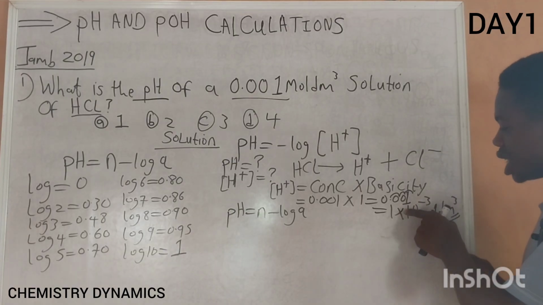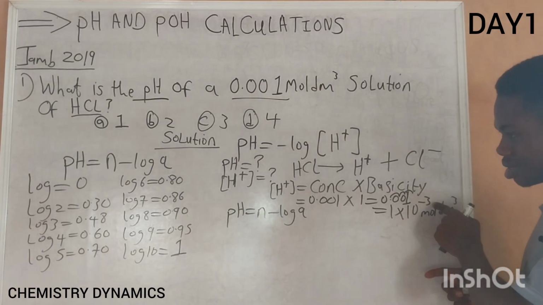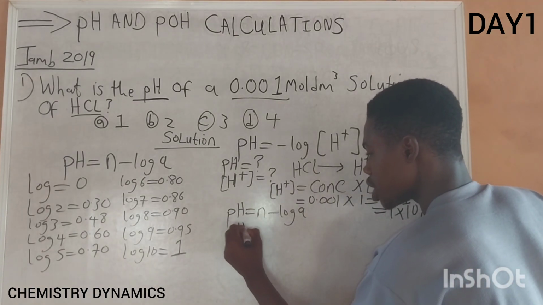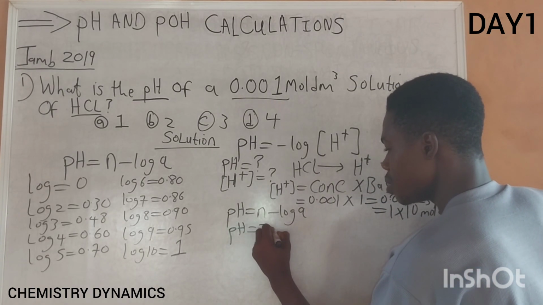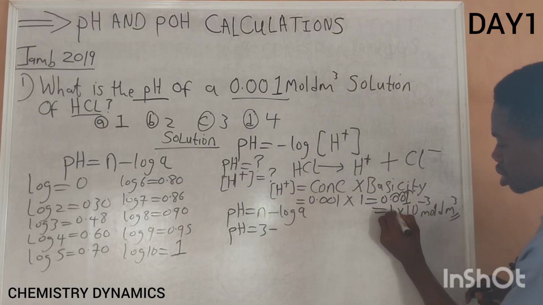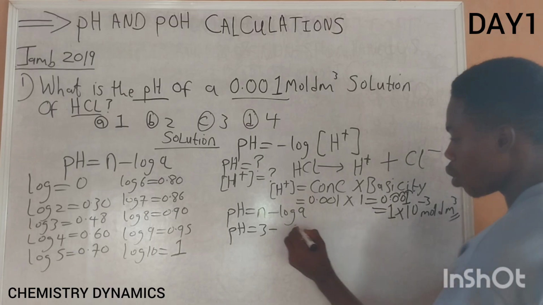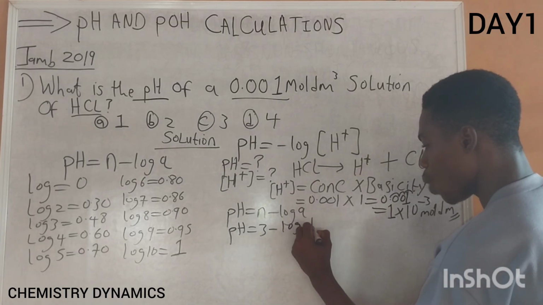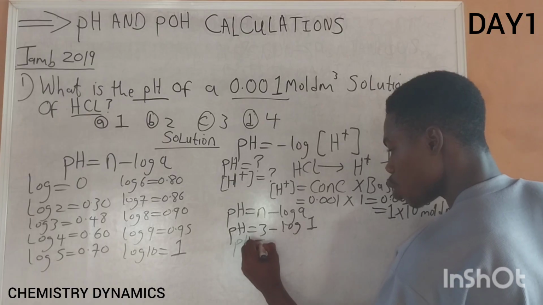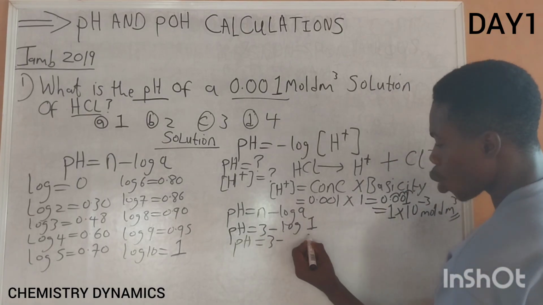But in this case, you leave the minus sign and just take 3. So pH equals 3 minus log a. This log a happens to be this one that is here, which is log 1. So therefore pH is equal to 3 minus log 1.